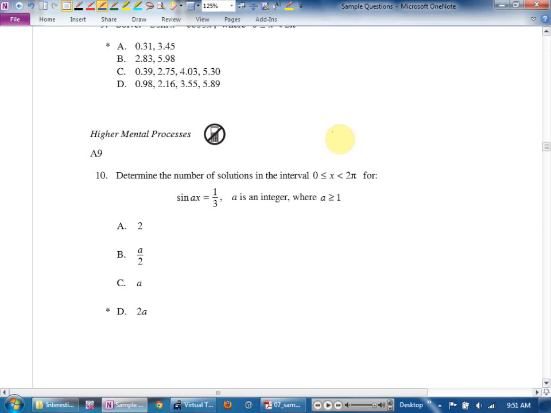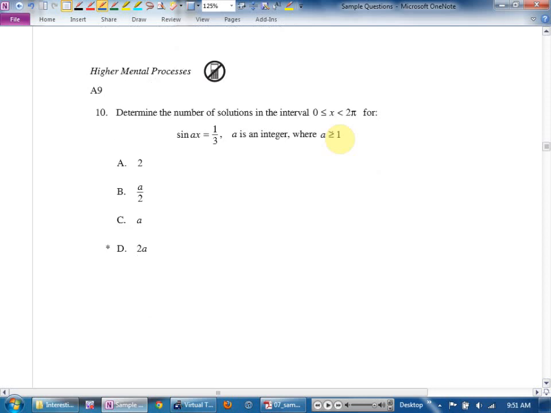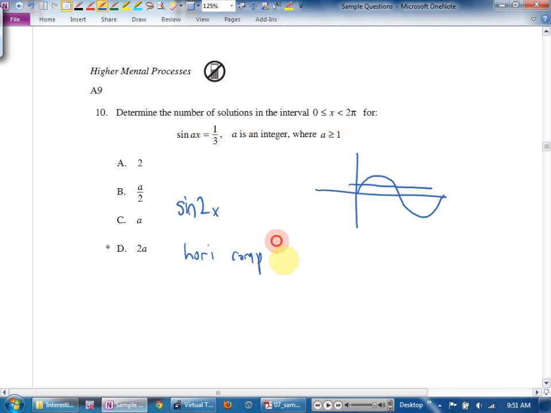How many solutions where a is an integer? Well, here's my normal sine graph, and here is about 1/3 high. How many solutions are there normally? 2. What if I put a 2 there? That's a horizontal compression by 1/2. That would give me this. How many answers now? 4.